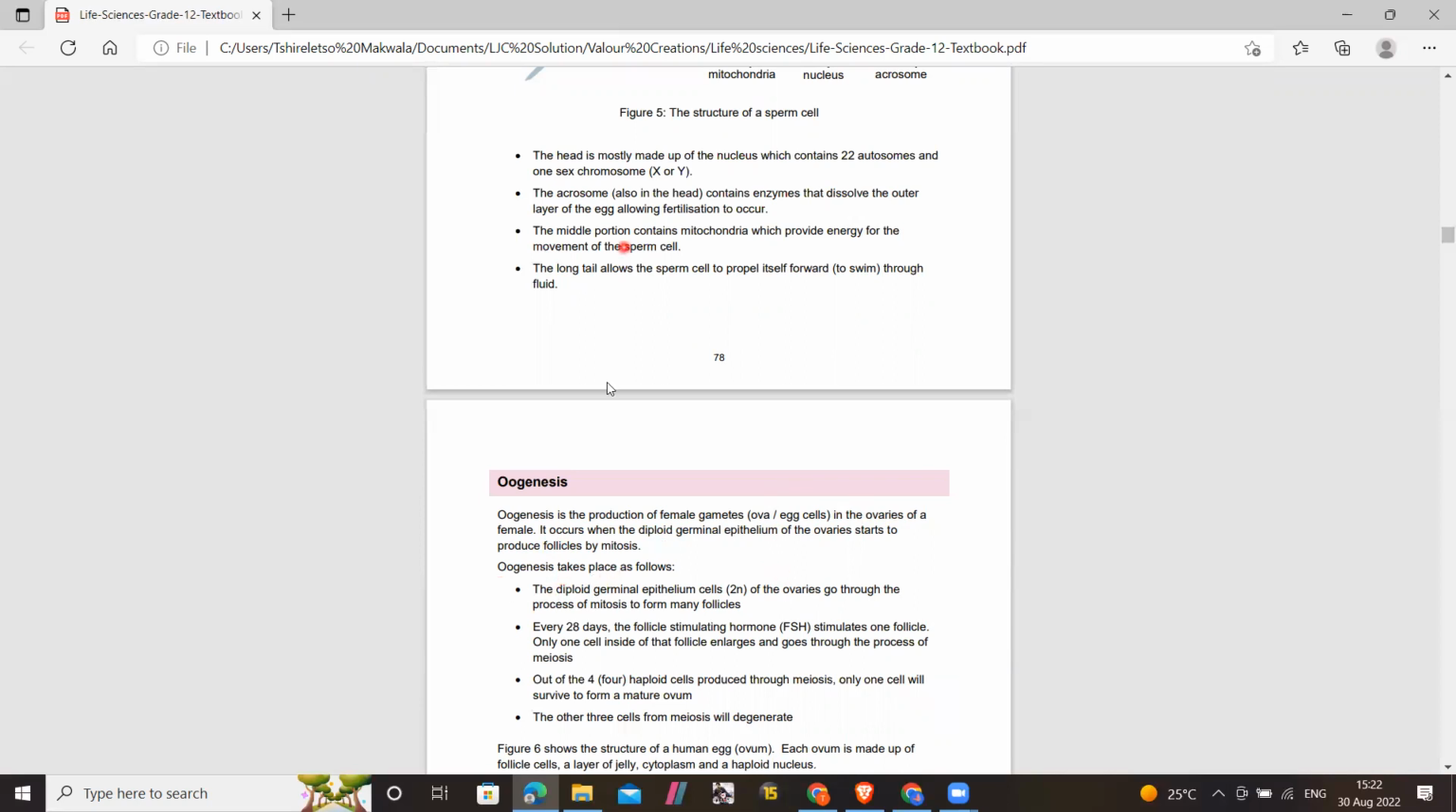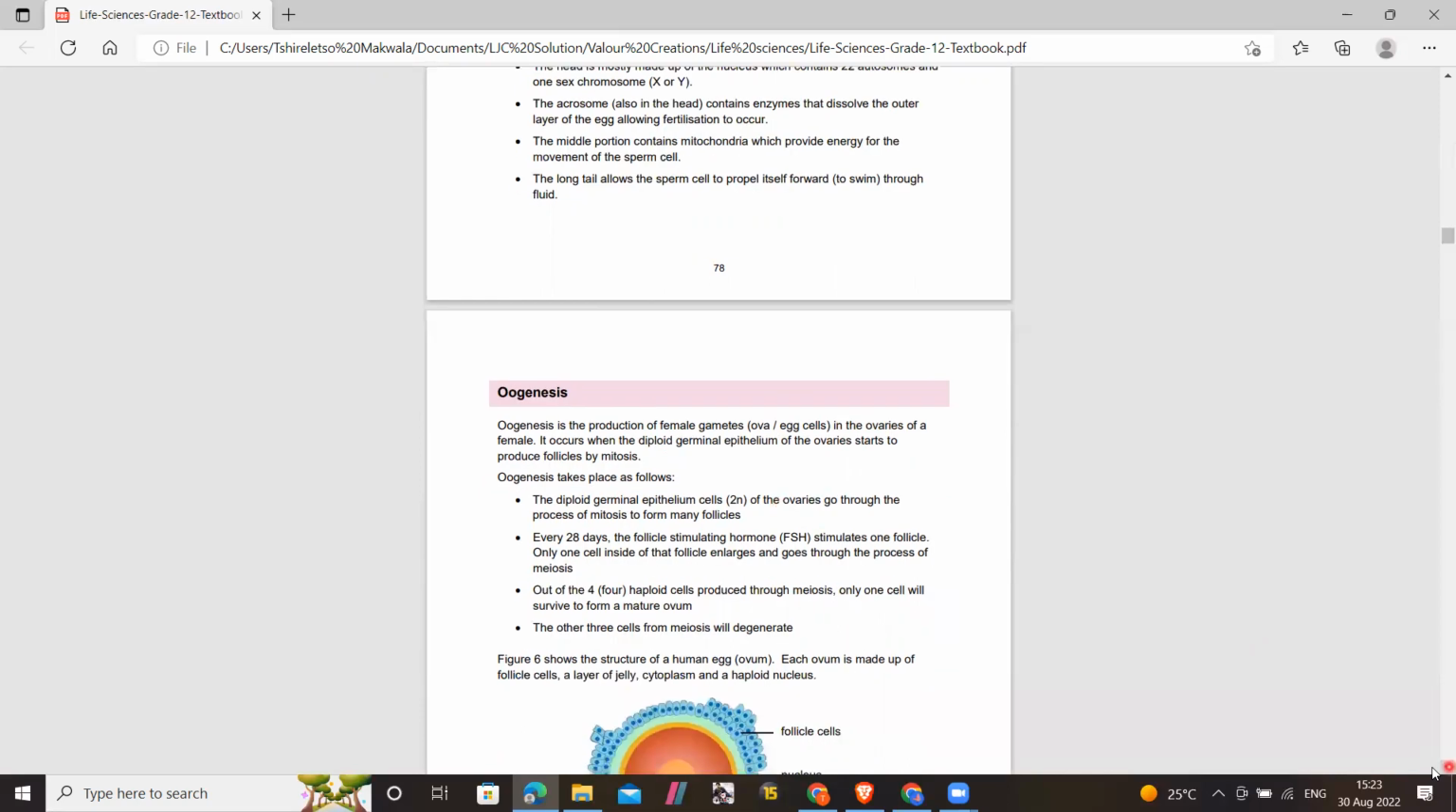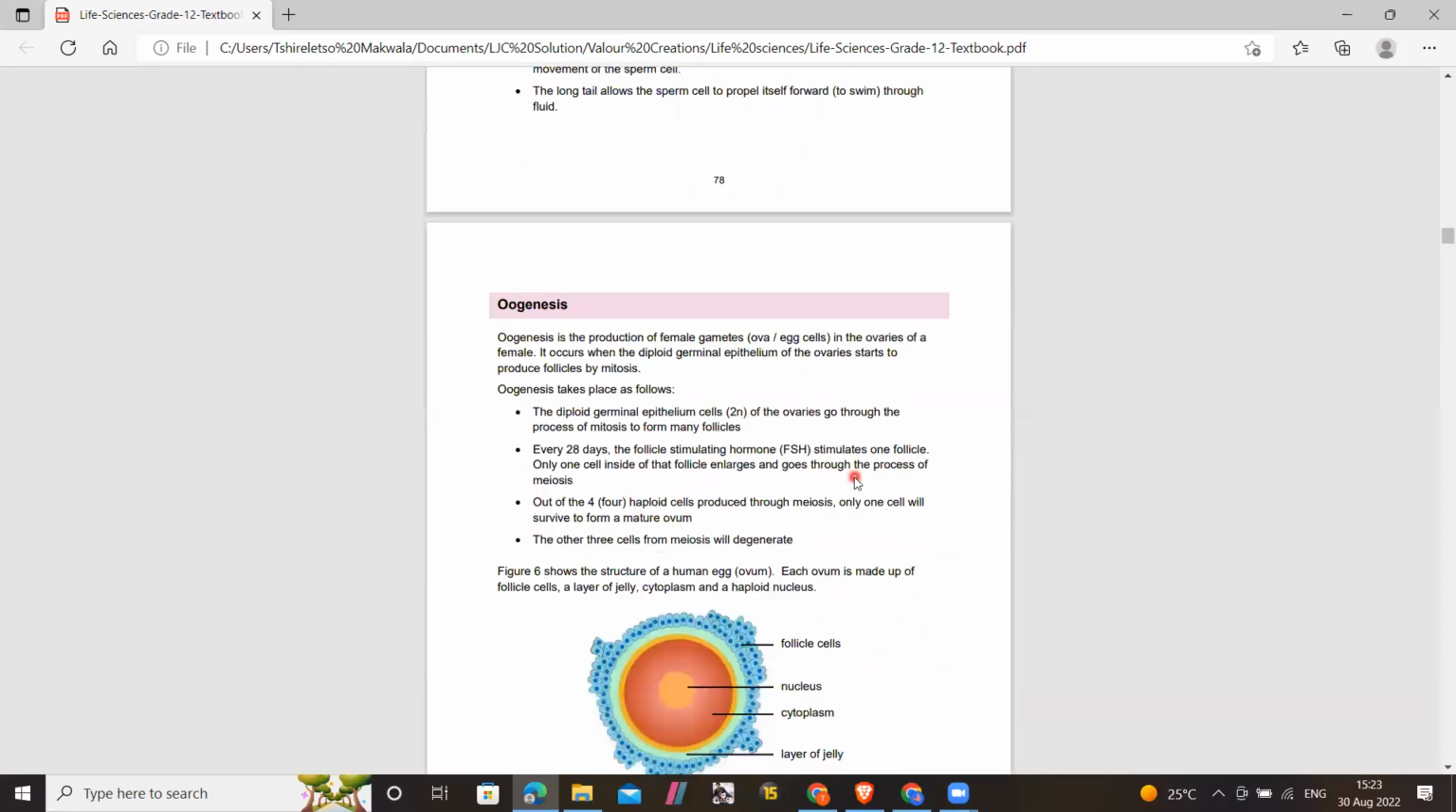Okay, so let's look at this. It says oogenesis takes place as follows. The diploid germinal cells of the ovaries, so even in ovaries we have these germinal cells. These germinal cells are the ones that produce these gametes. The gametes this time are called the ovum, right? So before the ovum is there, it goes through this process where you form many follicles.